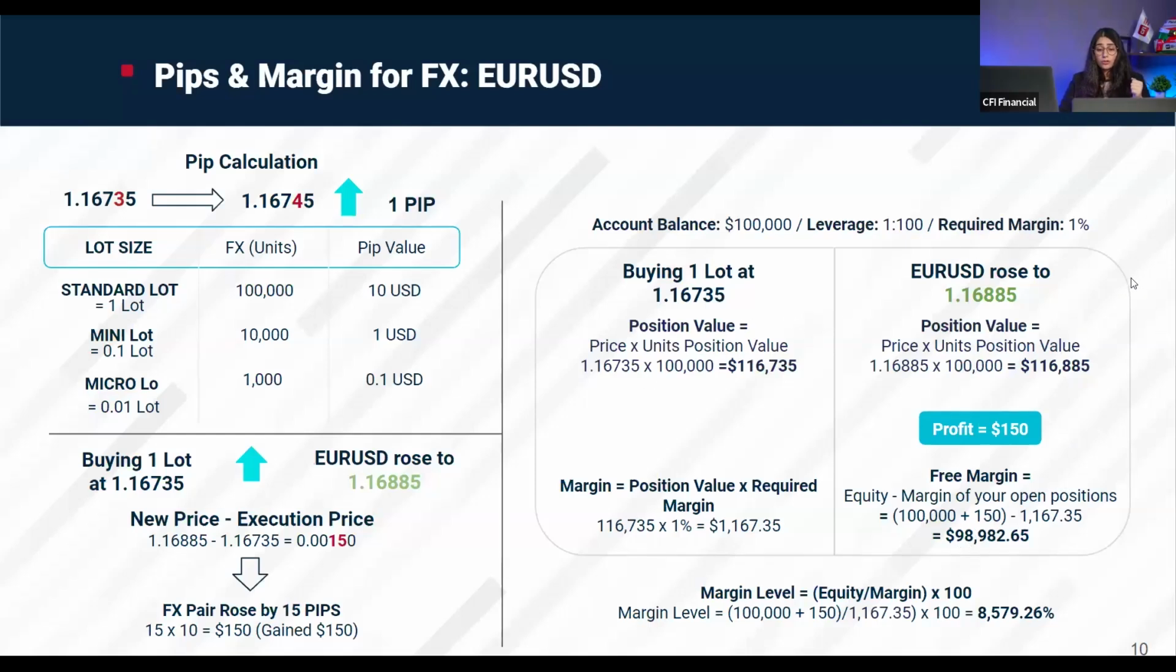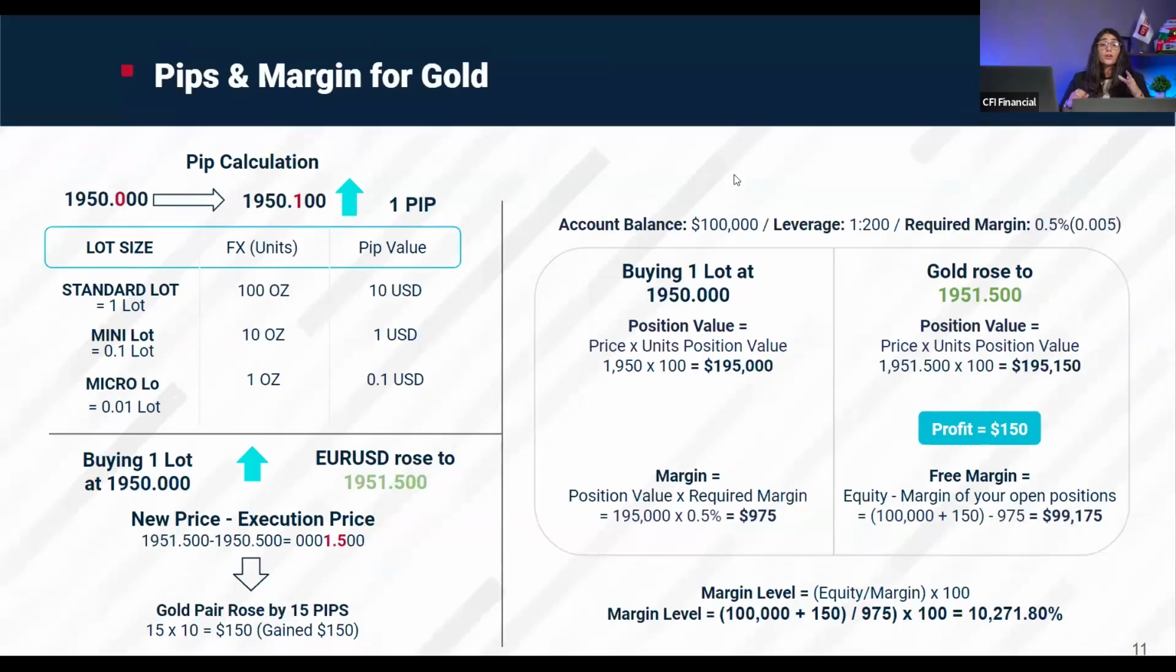So moving on, we did the calculations for currencies. Now we're going to move on to gold. Like we said before, the pip for a currency is the fourth digit after the decimal place. However, for gold, it's different. For gold, the pip is the first number after the decimal place. So let's take a look at the screen. We have a price of 1,950 and the price rose to 1,950.100. This means the price rose 1 pip.